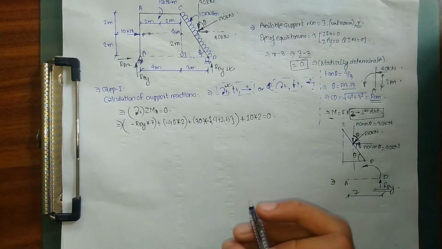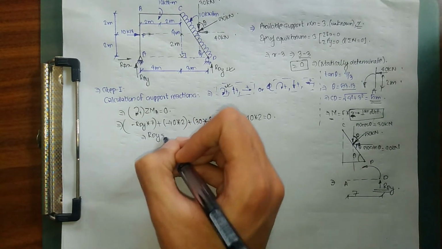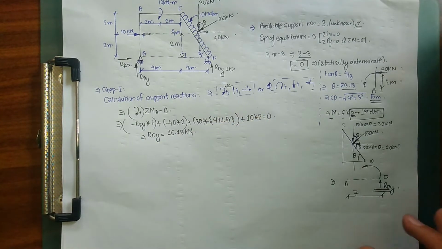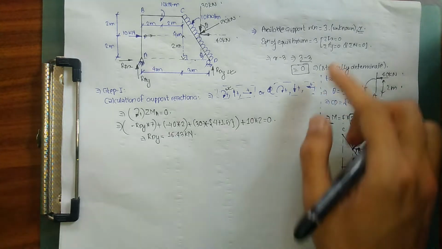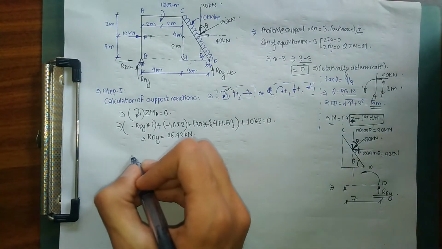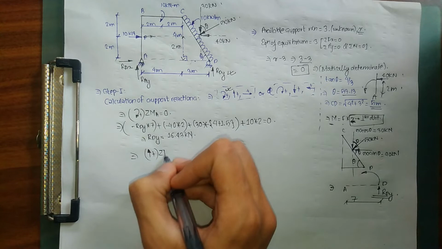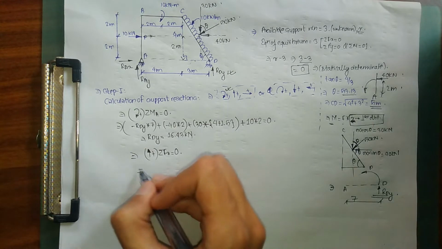So on solving this, we are going to get our value of RDY as 16.43 kilonewton. So after finding out RDY, what we are going to do is use our other equations of equilibrium, which are ΣFX equals to 0 and ΣFY equals to 0. Right now I am going to take upward forces as positive. You can take downward forces as positive as well. There is going to be no error.